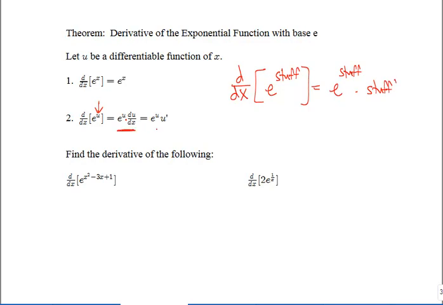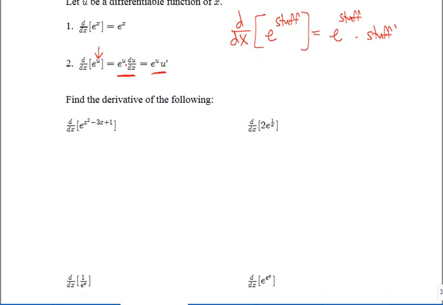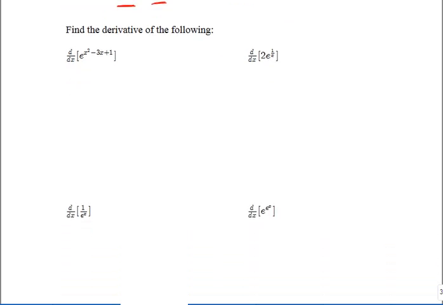That's what this really means right here. So e to the stuff, you always get back that same e to the stuff, but then you multiply it by stuff prime. So let's try that on this next example. So the derivative of e to the x squared minus 3x plus 1.